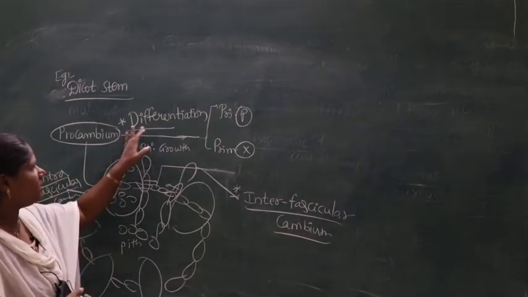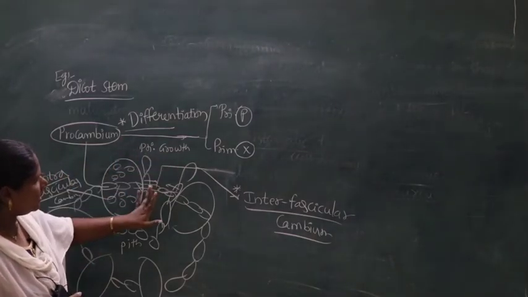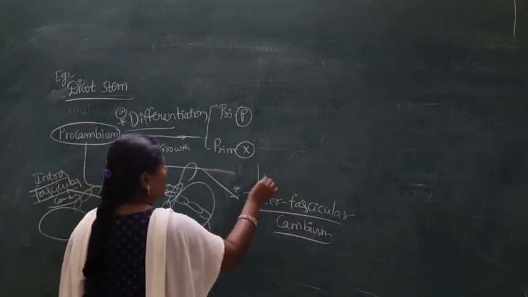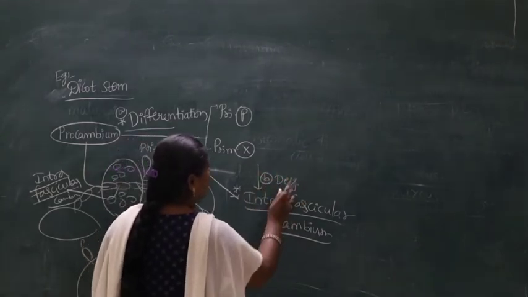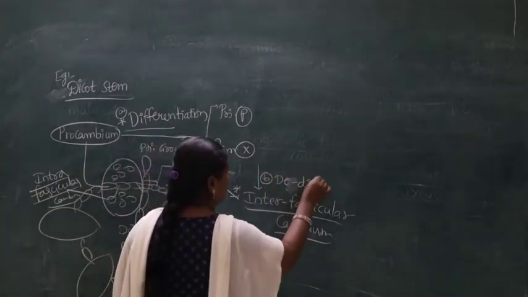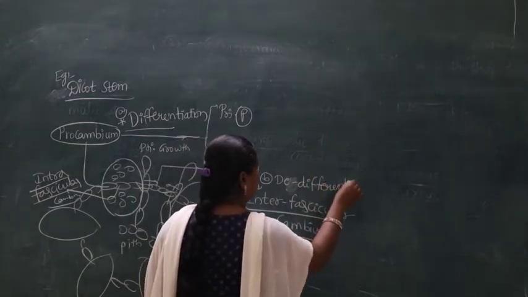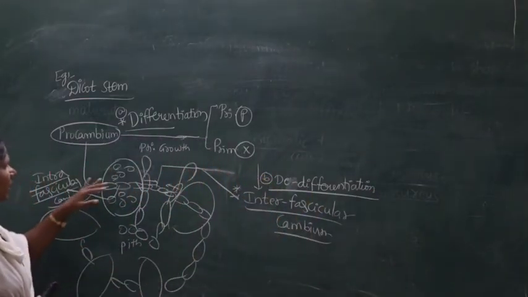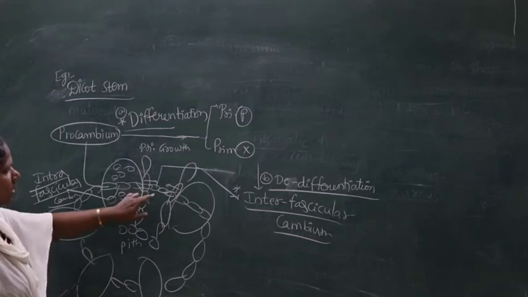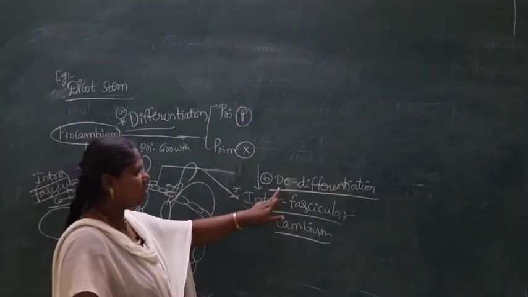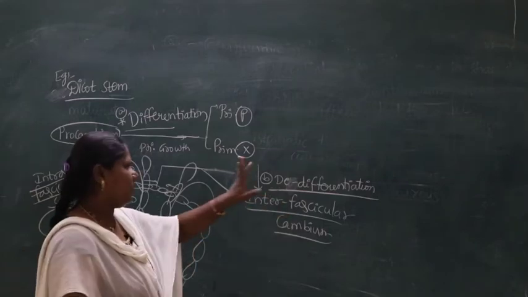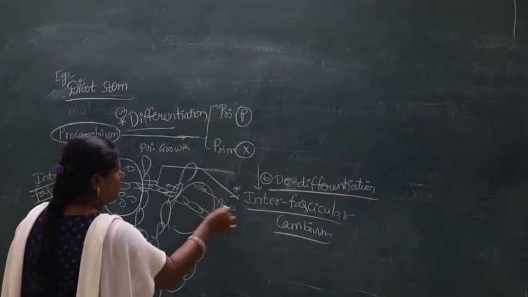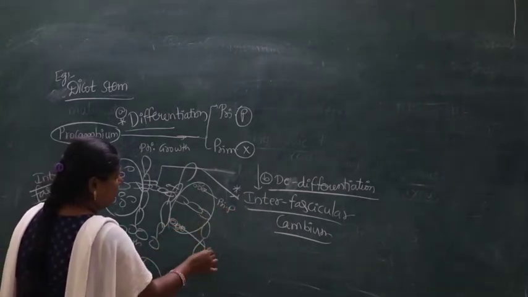Intra is primary differentiation. Interfascicular cambium is formed as a result of, this is first differentiation, this is second one called de-differentiation. This is called de-differentiation. Okay. Formation of primary phloem and xylem is called differentiation. Formation of interfascicular cambium is by de-differentiation, then followed by. So here already primary phloem is there, here primary xylem is there.